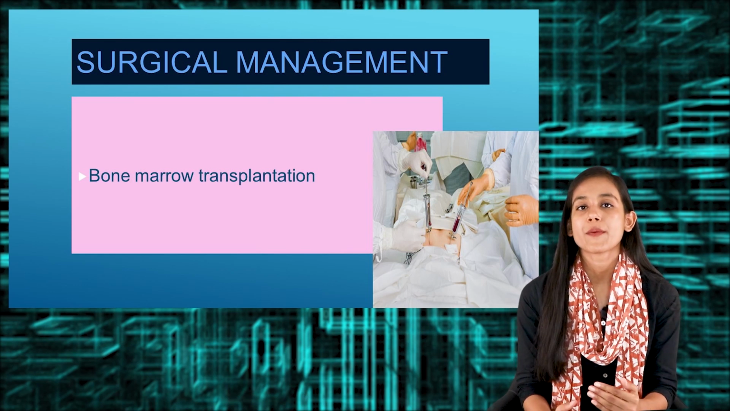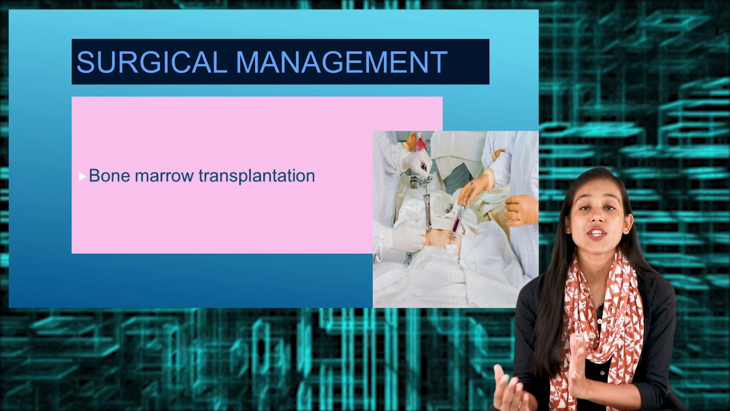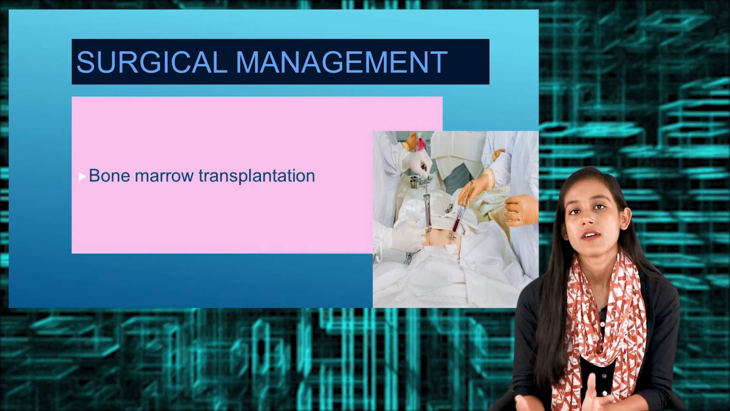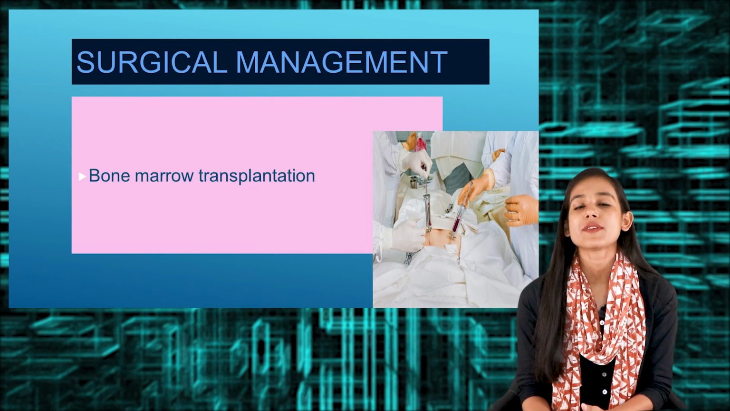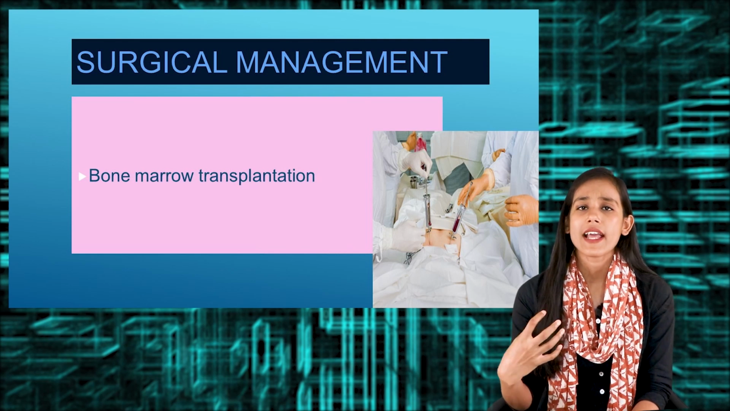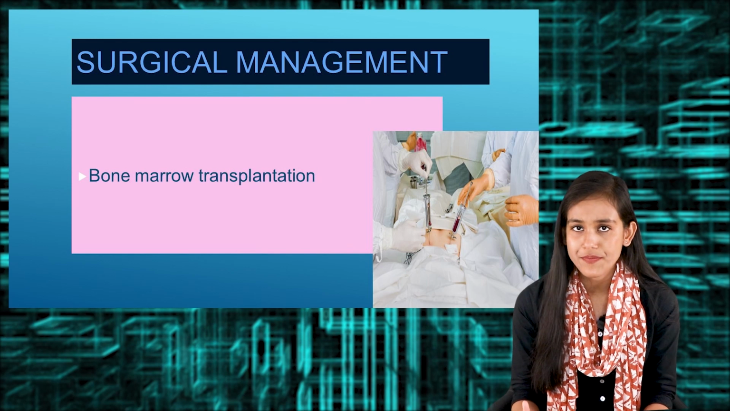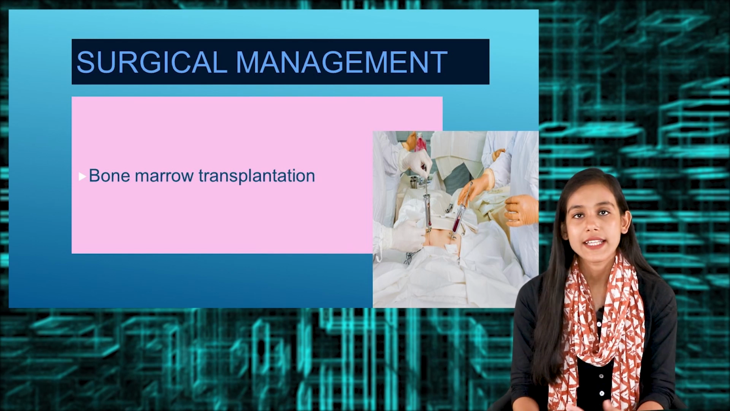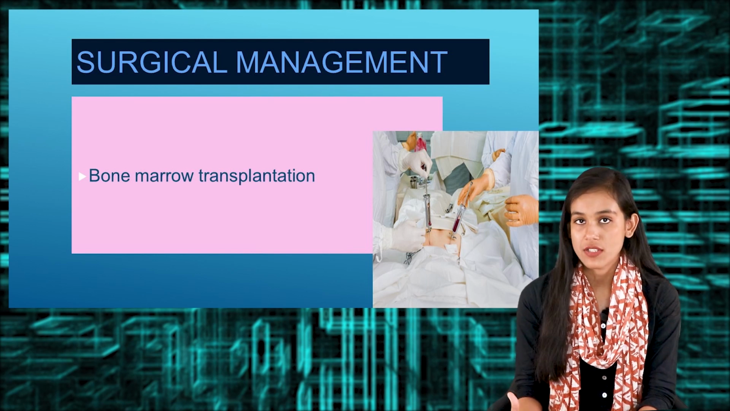So, if we can find a donor with whom the HLA typing can be matched, the child's HLA typing can be matched, then we can go for bone marrow transplantation. In that case, this healthy bone marrow would produce healthy RBCs or healthy hemoglobins. So in that case, the thalassemia can be managed, right?